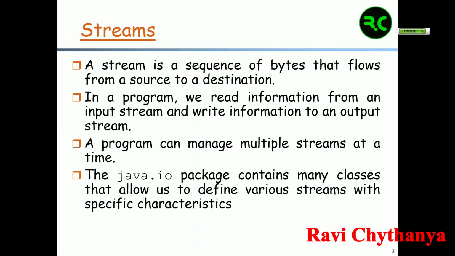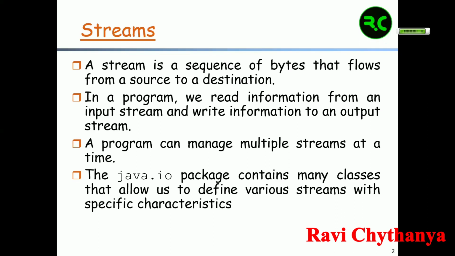A stream is a sequence of bytes that flows from a source to a destination. Here, the stream is nothing but a sequence of bytes. Think of it in real time like a water stream which flows from one place to another. Like that, here we have a sequence of bytes which flow from one end to the other end.